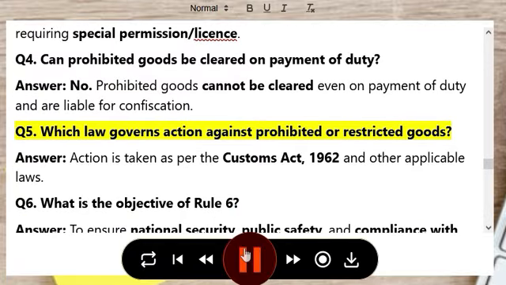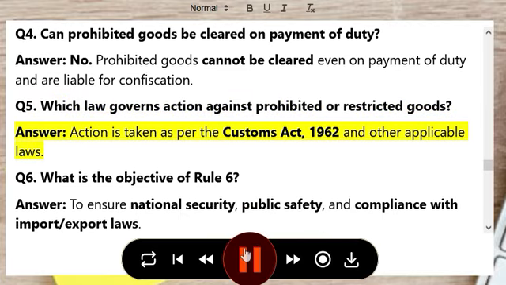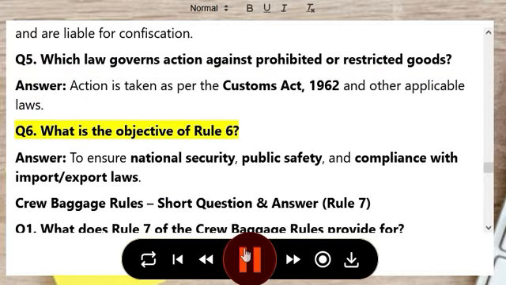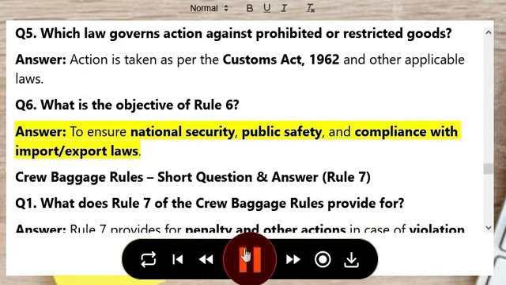Q5. Which law governs action against prohibited or restricted goods? Answer. Action is taken as per the Customs Act 1962 and other applicable laws. Q6. What is the objective of Rule 6? Answer. To ensure national security, public safety, and compliance with import-export laws.